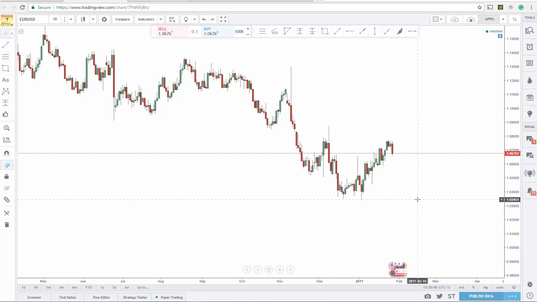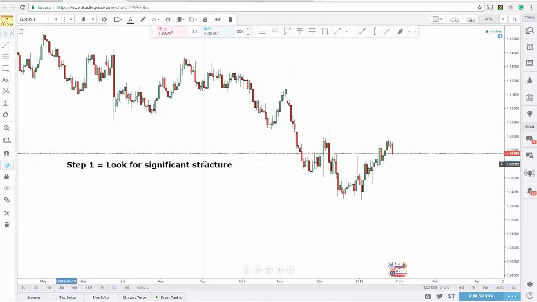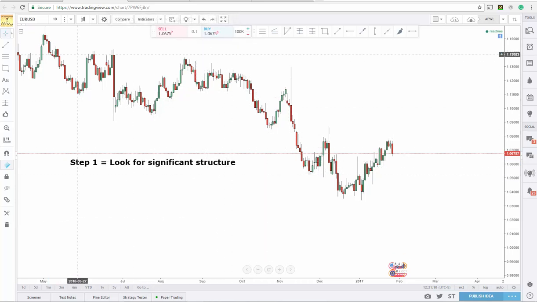That's the first thing I do when I'm starting my long-term analysis. And let's actually write that out. So step 1 is to look for significant structure. So that's our first step. And guys, we're actually going to go ahead and define significant structure as well.